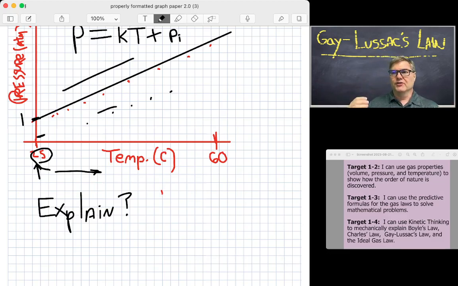Then we came in to being good scientists. We have got our law, we've described it, and now it's time to explain it, and we did. We explained it kinetically. Yes, that's why gases are awesome. Okay, so I'm going to stop the video here and move on to the next one.